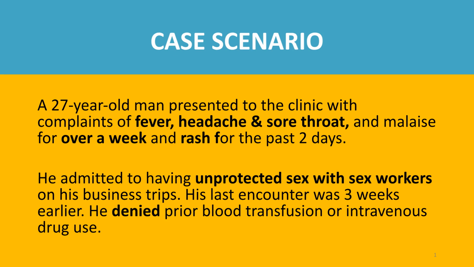A 27-year-old man comes to the clinic complaining of fever, headache, sore throat, and malaise that has persisted for over a week. He also developed a rash 2 days ago. When we take a detailed history, he admits to having unprotected sexual intercourse with sex workers during his business trips. His last sexual encounter was 3 weeks ago. He denies any history of blood transfusion or intravenous drug use.